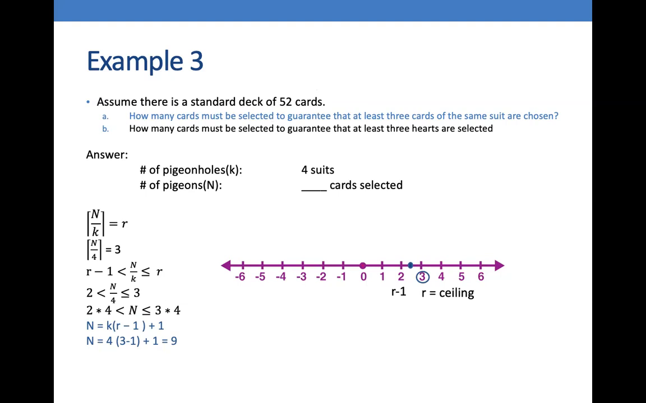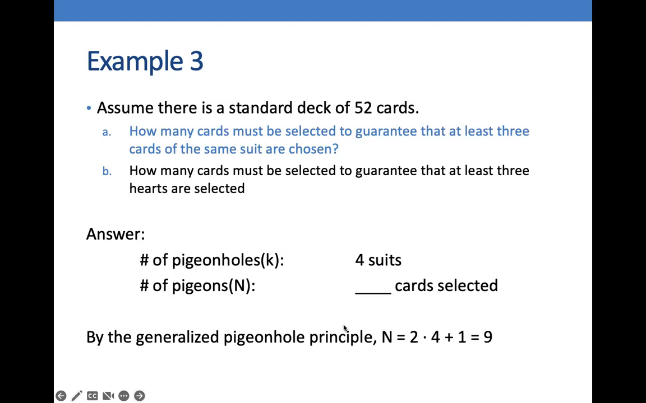Okay, so we simply have to add 1 to this minimum, and it falls within the range. So essentially that is equal to k times r minus 1. So we'll multiply this part and add 1. So we have n is equal to 4 times 3 minus 1, which is equal to 2, plus 1, and that is 9. Okay, so let's have another example.